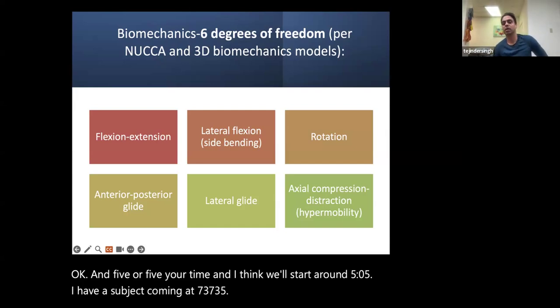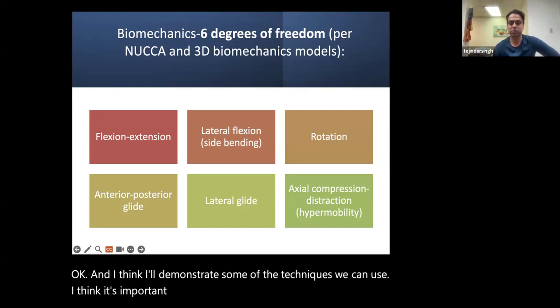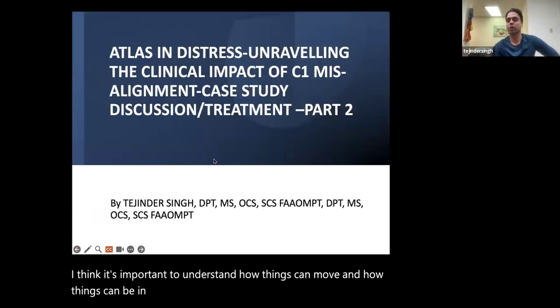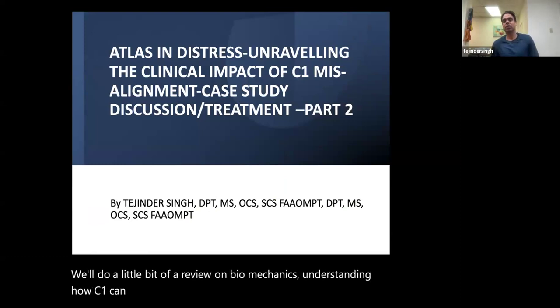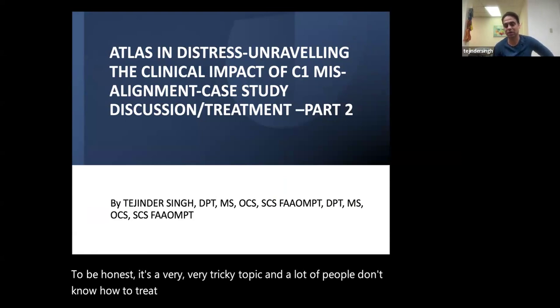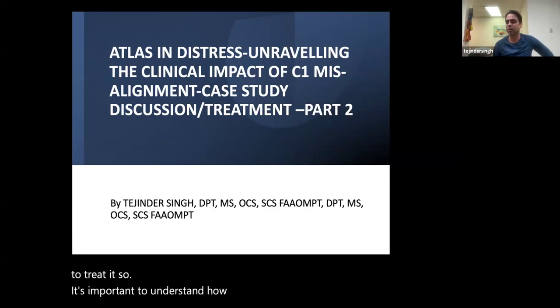Okay. And I'll demonstrate some of the techniques we can use. It's important to understand how things can move and how things can be in dysfunction. We'll do a little bit of a review on biomechanics, understanding how C1 can move. To be honest, it's a very tricky topic, and a lot of people don't know how to treat it. I would say like 99% of people don't know how to treat it. So it's important to understand how things can be misaligned.